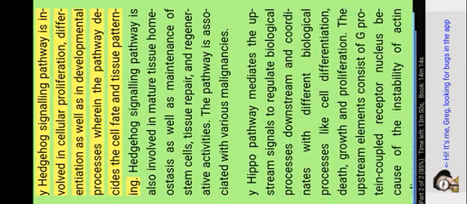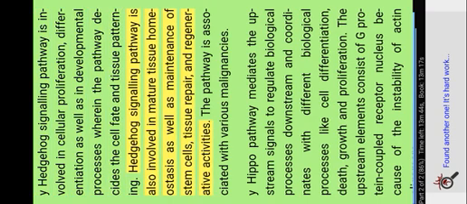Why Hedgehog signaling pathway is involved in cellular proliferation, differentiation, as well as in developmental processes wherein the pathway decides the cell fate and tissue patterning. Hedgehog signaling pathway is also involved in mature tissue homeostasis as well as maintenance of stem cells, tissue repair, and regenerative activities. The pathway is associated with various malignancies.